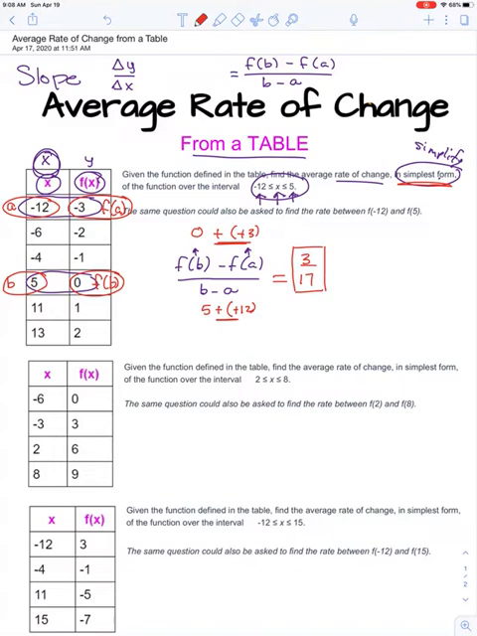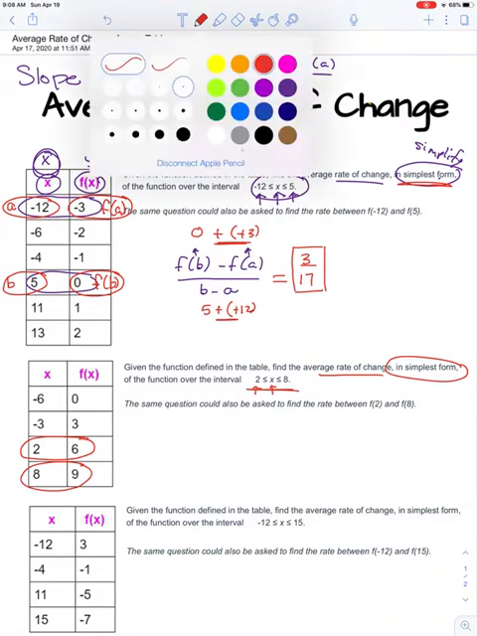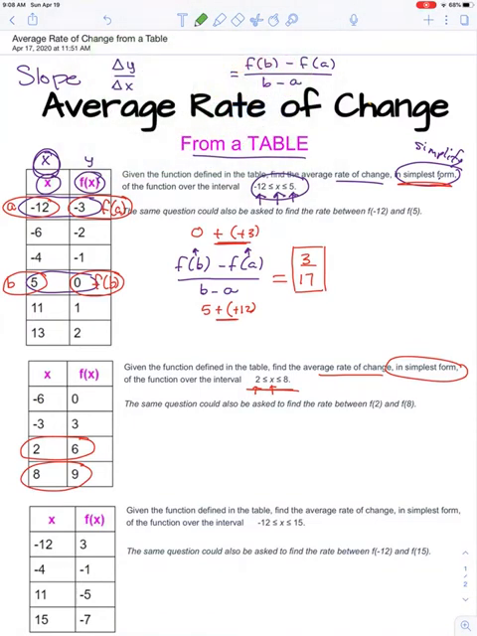All right, so let's look at number 2. Given a function defined in the table, find the average rate of change in simplest form of the function over the interval. So here's the interval we're going to look at. Again, x values, so I want the one that has an x value of 2 and 8. So those are the points I'm going to look at. Now again, I am going to go ahead and label. Here's A, which means here's f of A. Here's B, so here's f of B. And I think that really helps make sure you keep everything straight.